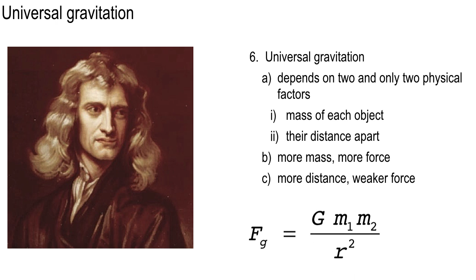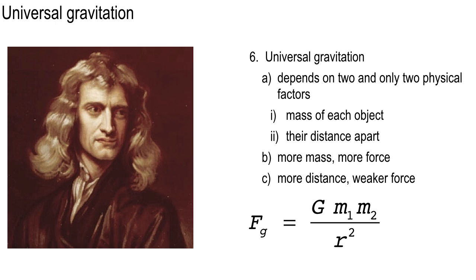Now, here's the formula that Sir Isaac came up with. The force of universal gravitation, with a little subscript g here. And here's your numerator, a big constant called Newton's constant, or the gravitational constant, capital G, times the mass of one object, m1, times the mass of the second object, m2, and then divided by the square of the distance between them.